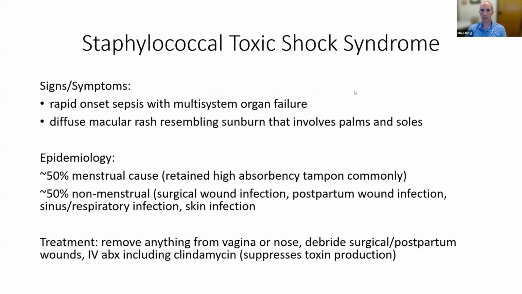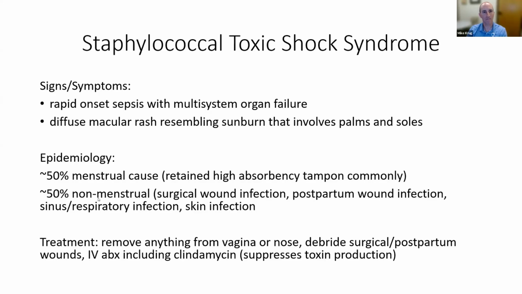Okay, this person has toxic shock syndrome. The reason for the pelvic exam is looking for a retained tampon. What is this in this case is staphylococcal. You can also get streptococcal. What are the symptoms of toxic shock syndrome? Rapid onset sepsis. This person clearly has it. Normal the day prior, fulminant sepsis on presentation with multi-system organ failure, malaise, AKI, transaminitis, starting to get hypoxic and diffuse macular rash resembling a sunburn that involves the palm and the soles. This person had this.